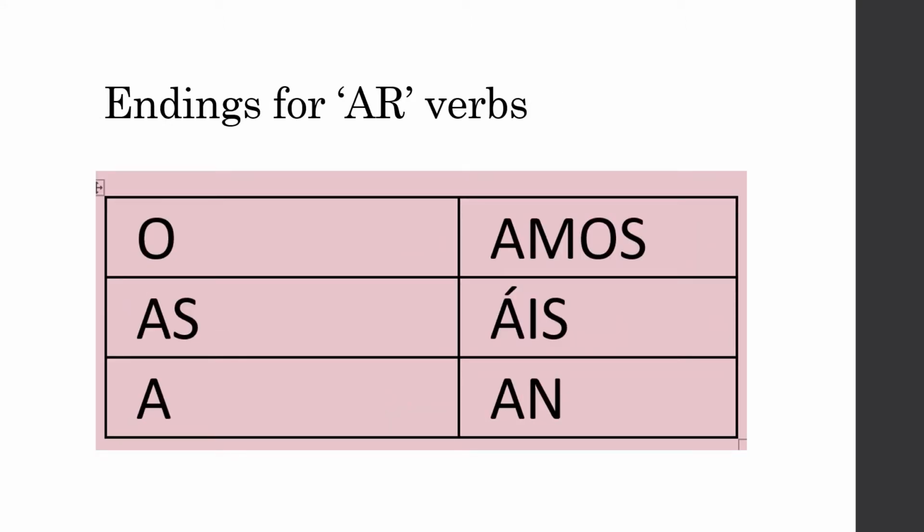What are the endings for AR verbs? Well, here they are. The endings are o, as, a, amos, áis, an. Now notice in the vosotros here that there is an accent on the A because it is an AR verb.